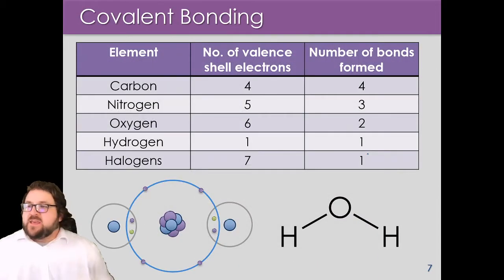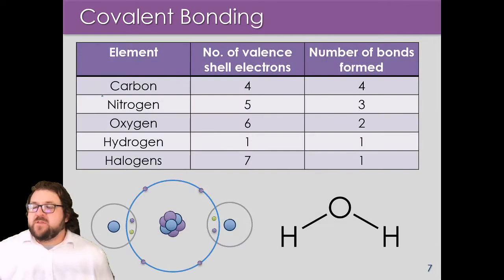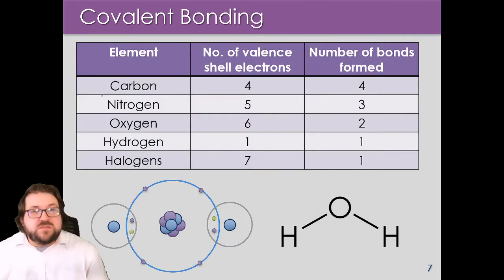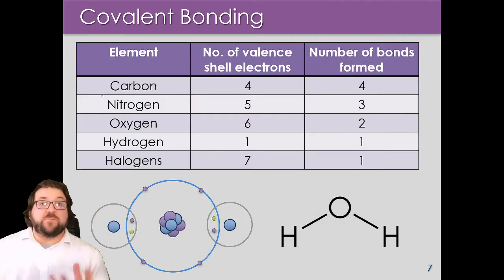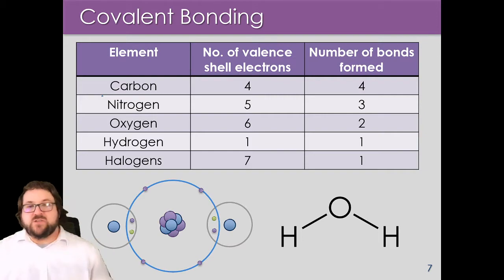So let's have a look at some other elements. What will they do when they bond? Because unlike hydrogen, which only wanted one electron to complete its outer shell, do all the elements want just one? No. So how can we tell from the periodic table how many bonds an atom needs to make in order to complete its shell, which again, I'll remind you, is what all atoms are trying to do? They're trying to get to that full shell electronic configuration.